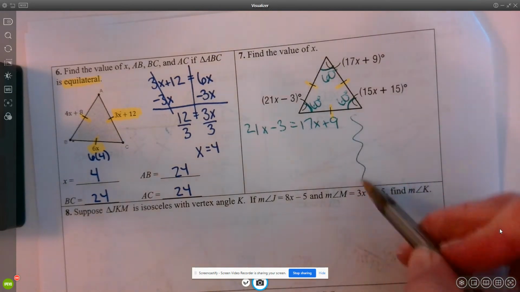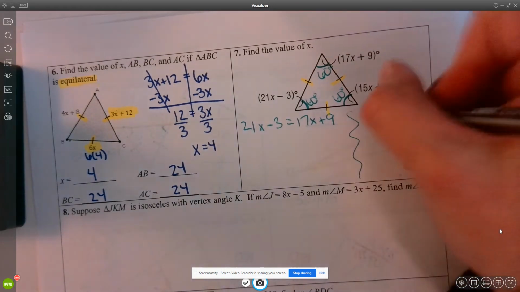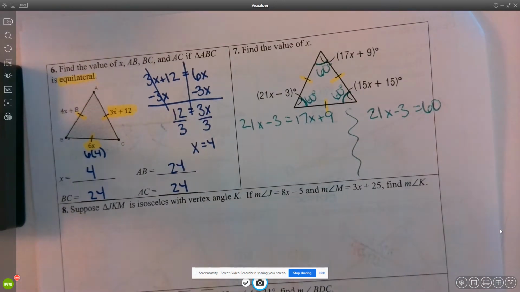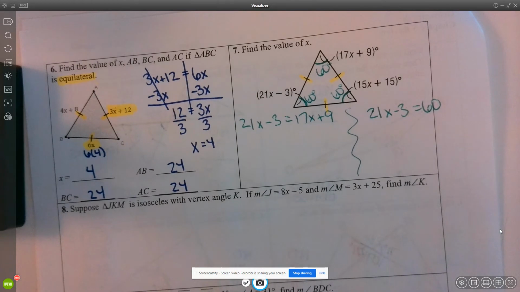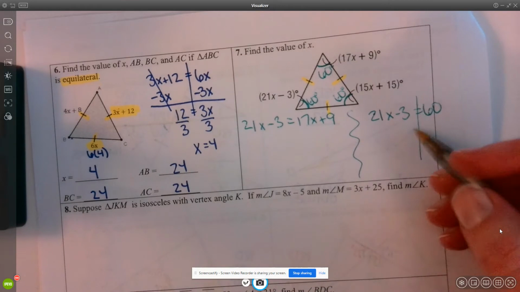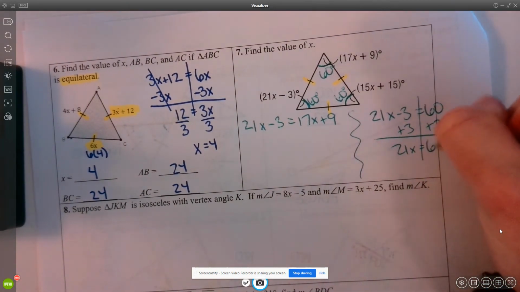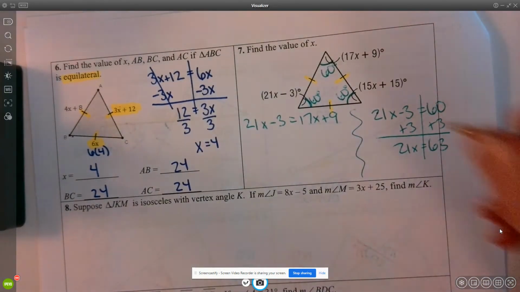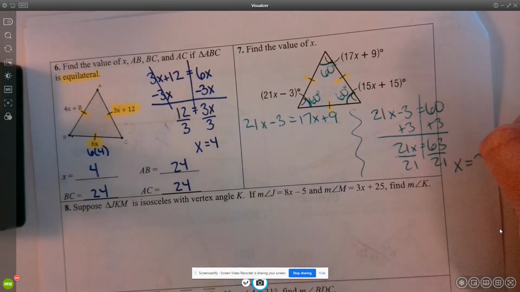And so another equation you could have set up is by setting one of these angles equal to 60 degrees. 21x minus 3, I know, has to be equal to 60 degrees. Either method should get you the same answer for x. I'm just going to go ahead and solve this one on the right because it's a little bit quicker. I'm going to add 3 to both sides. And then I'm going to divide both sides by 21. And I get that x is equal to 3.